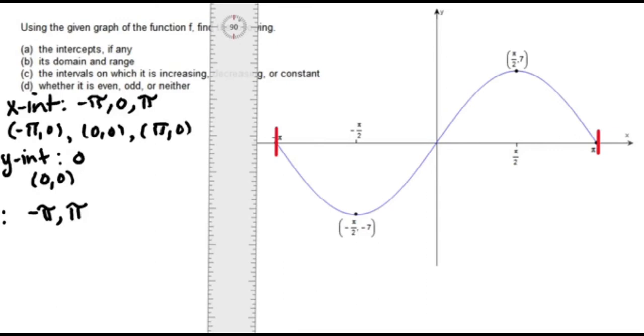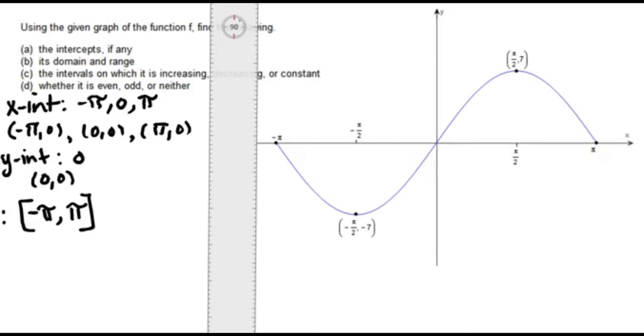Now, as we look closer at these points, these endpoints are open circles. Not open, they're closed, filled-in circles. So that means that the endpoints are part of the domain, and we're going to use brackets to indicate that. Brackets mean those values are included. So the domain of this graph is from -pi to pi.